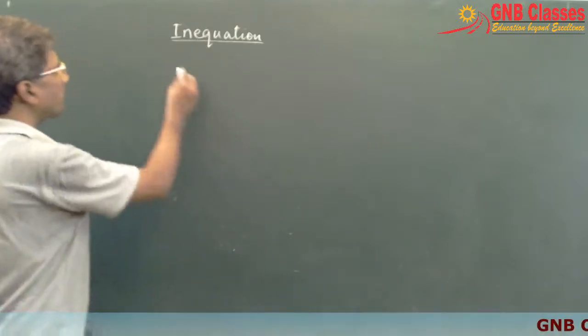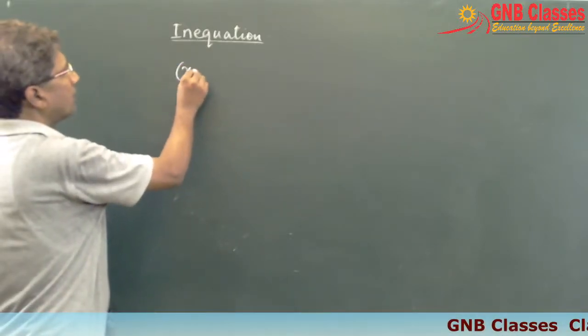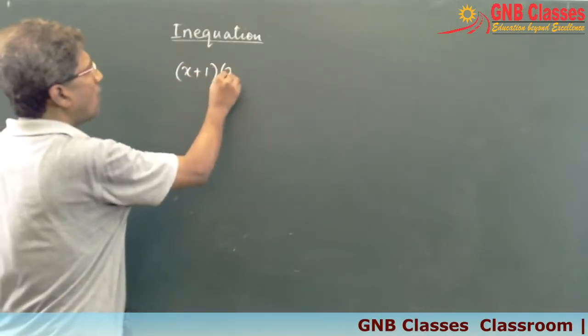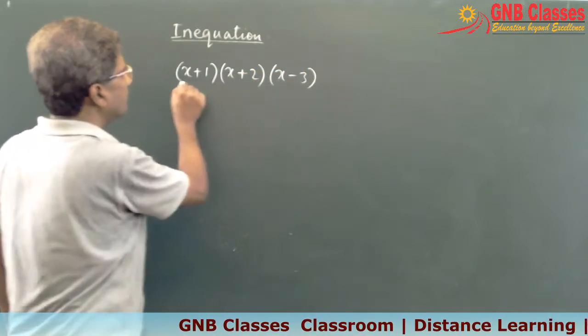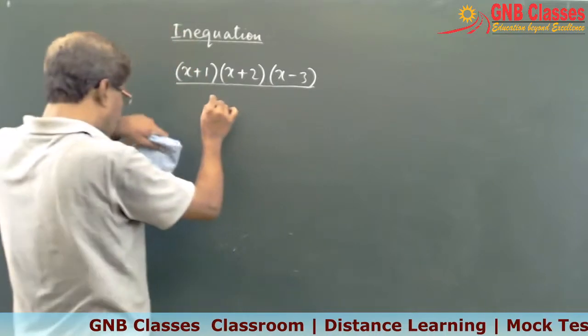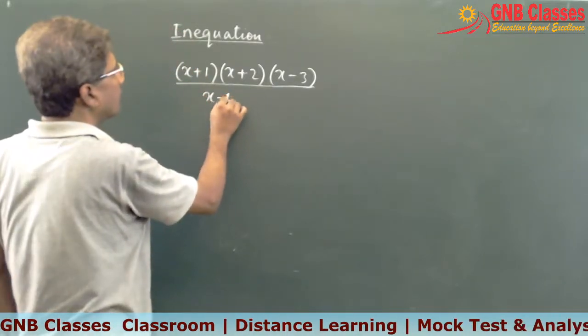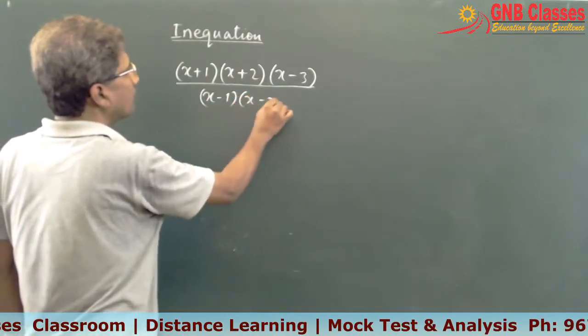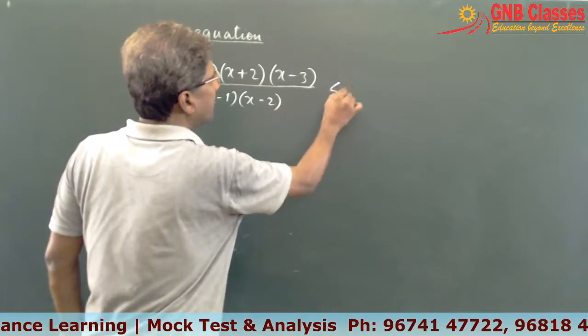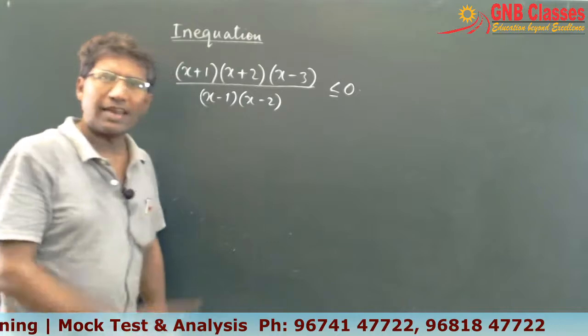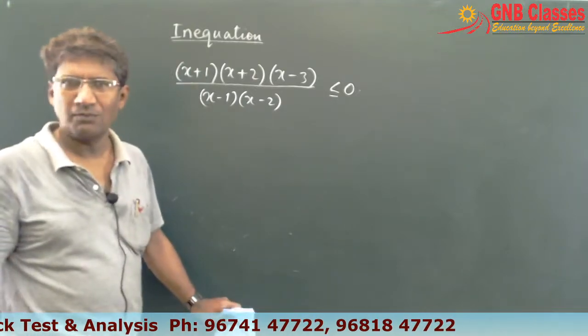Now you see, suppose I have given you a sum something like this. Let's take less than this time. Less than or equal to 0. Can you solve this easily?